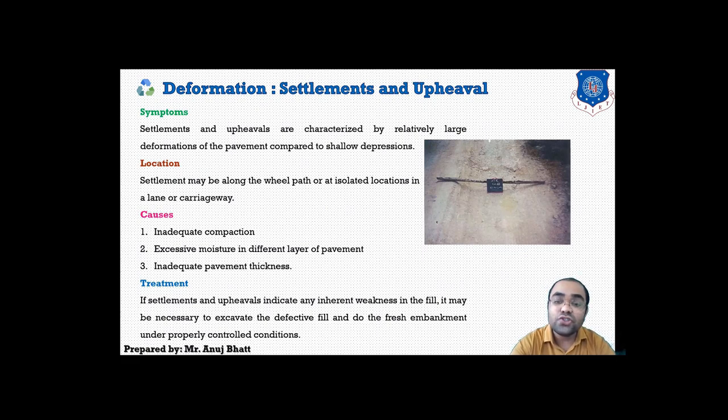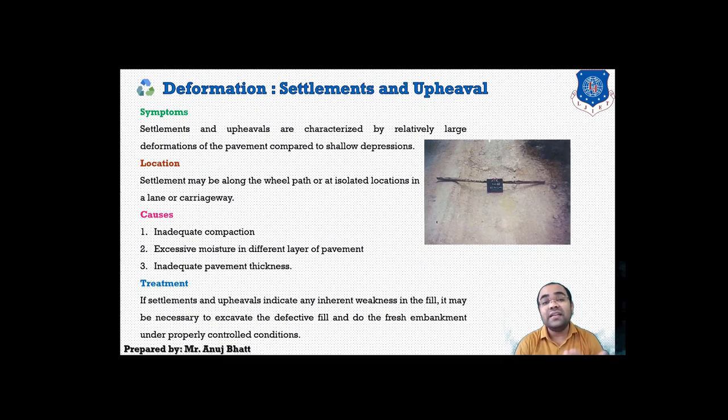These are dangerous to the traffic and cause a reduction in the speed of traffic. These are generally followed by extensive cracks over the pavement surface in the affected region. If we talk about the location, settlements may be along the wheel path or at isolated locations on the carriageway. Inadequate compaction, excessive moisture in the subgrade and inadequate pavement thickness are the causes of such deformations.